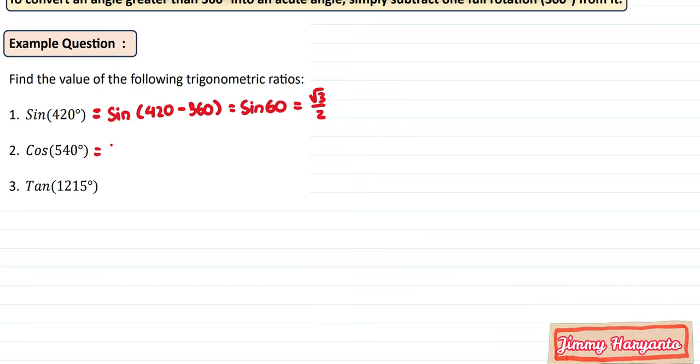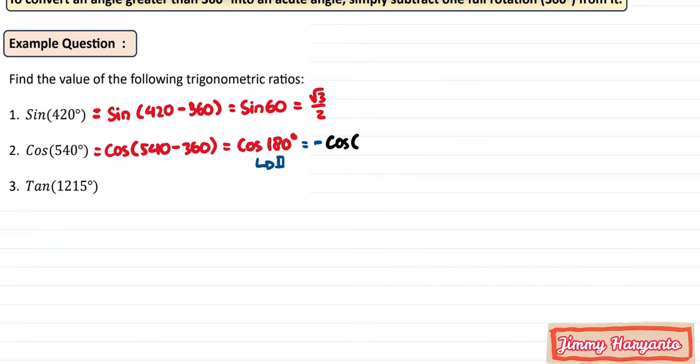How about this one? On this one, we have cos of 540. You minus it with 360. You have cos 180. 180 lies in the second quadrant. Cos in the second quadrant is negative, so you put negative first. And then cos 180 means 180 minus 0, right? So negative cos, you ignore the 180, it will become 0, cos 0 equals to 1.